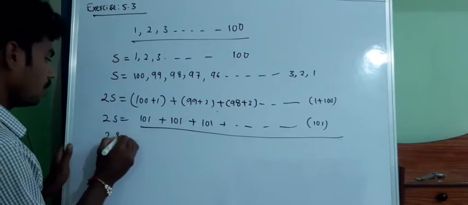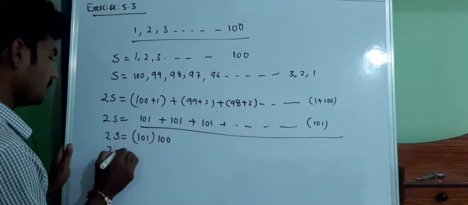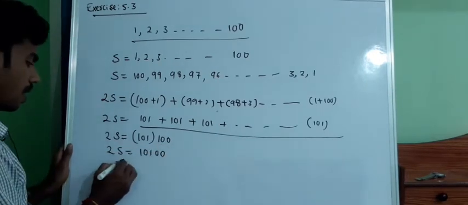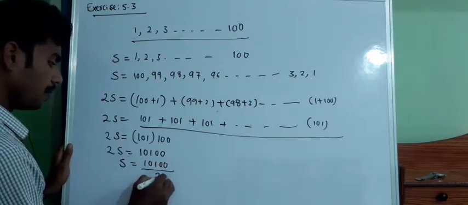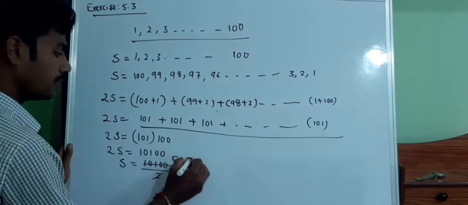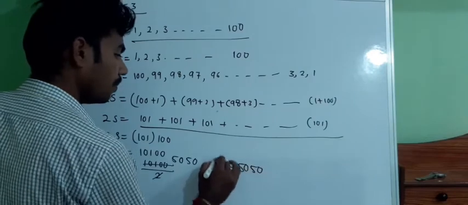2S is equal to 101. How many 101s are there? 100 are there. So 2S is equal to 101 followed by 2 zeros, or S is equal to 10100 divided by 2. So 2 5s are 10, 2 5s are 10. So S is equal to 5050.